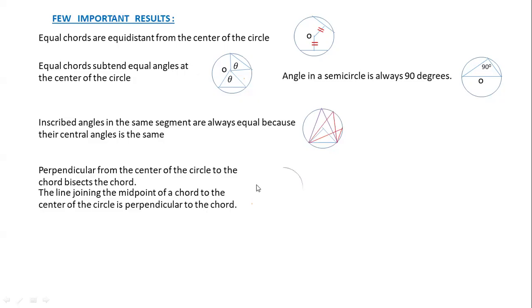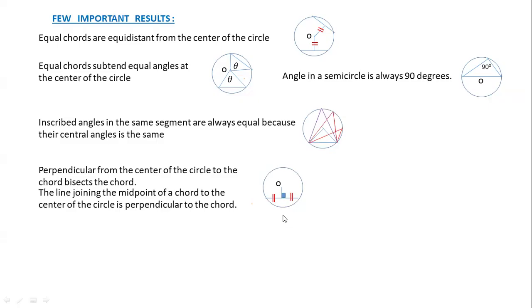To show you, this is a circle, this is a chord, this is the center of the circle. Let's draw a perpendicular from this. This is a perpendicular. Okay, 90. Perpendicular means 90 degrees. You draw a perpendicular from the center to the chord. It will bisect the chord. That means it will divide it into two equal halves.